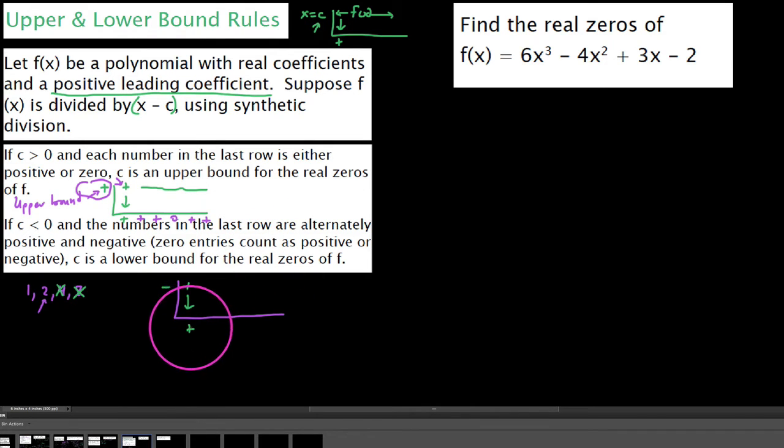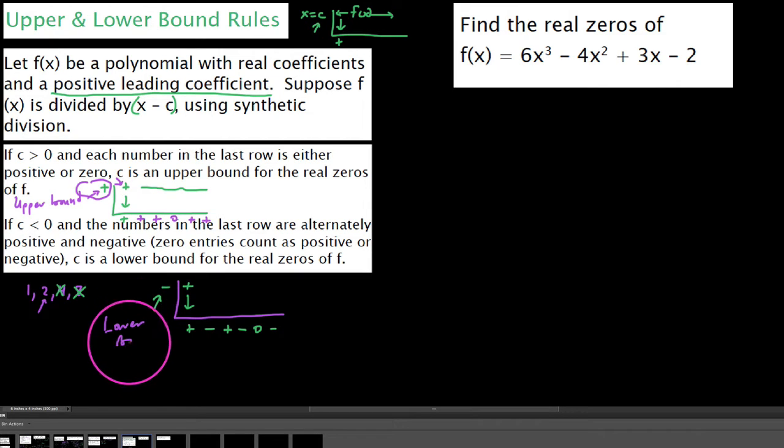So in other words, if we were to get a positive here, and then a negative here, and a positive here, and a negative here, and maybe a 0 here, and then a negative here, this 0 would count as a positive in this case. If we see this alternating pattern, then we would say that this is a lower bound.